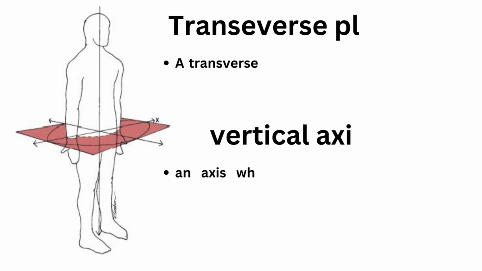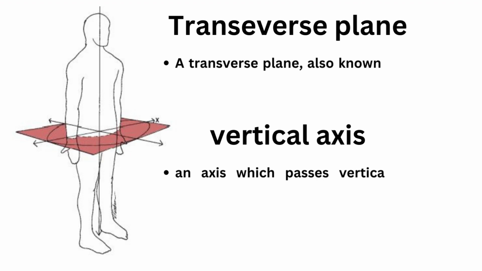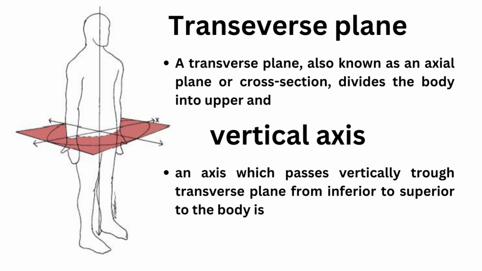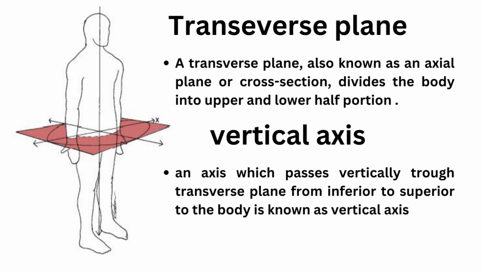Transverse plane. A transverse plane divides the body into upper and lower half portions. It is also known as an axial plane or cross-section. Vertical axis. An axis which passes vertically through transverse plane from inferior to superior of the body is known as vertical axis. Shoulder medial and lateral rotation are the examples which occur in the transverse plane around the vertical axis.